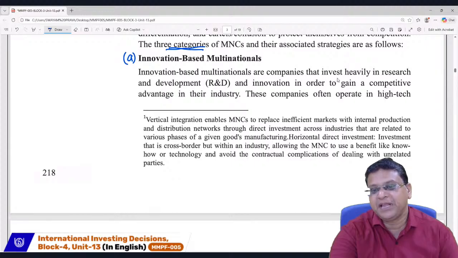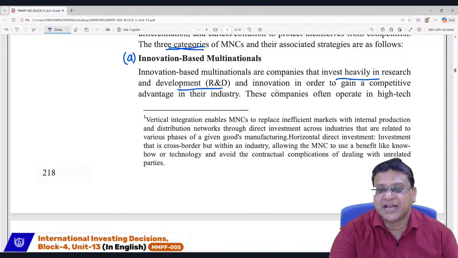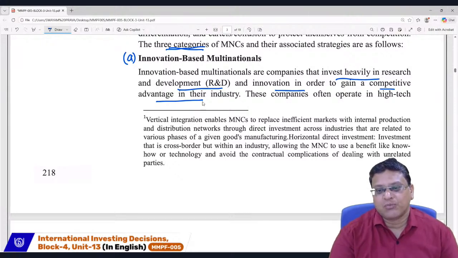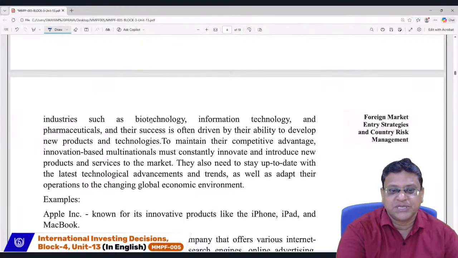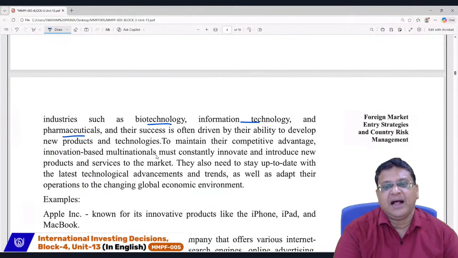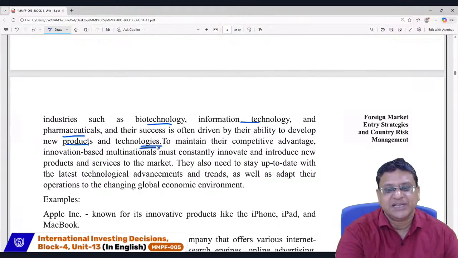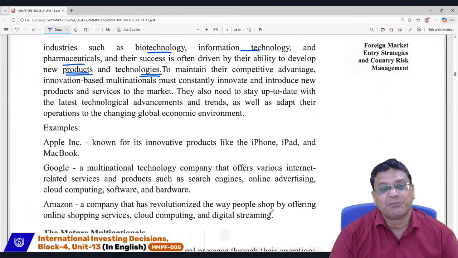These MNCs invest heavily in R&D, research and development. They focus their operation on innovation, starting something new, so that they can get competitive advantage in their industry. These MNCs normally operate in high technology based businesses such as biotechnology, information technology, and pharma, and their success depends upon their ability to develop new products and technologies. If they innovate new products and introduce new technology, they will get competitive advantage so that they can make global operations.